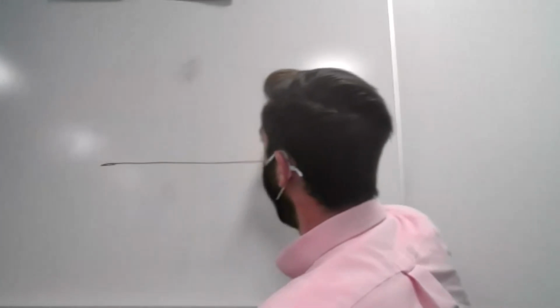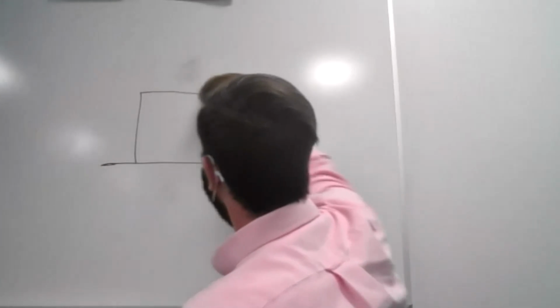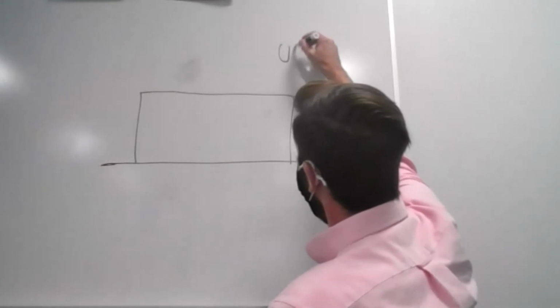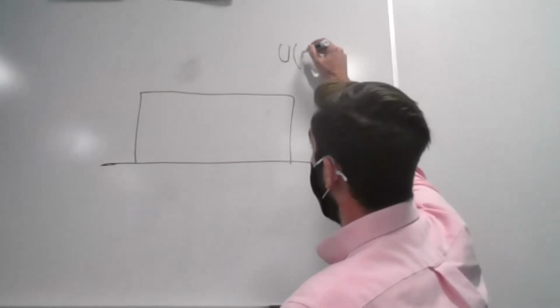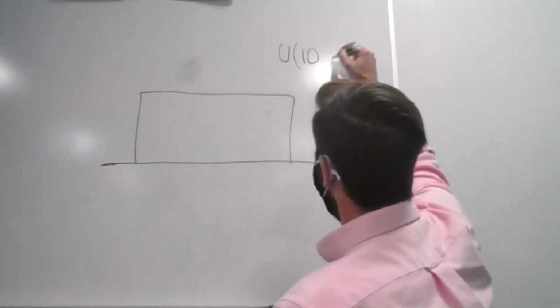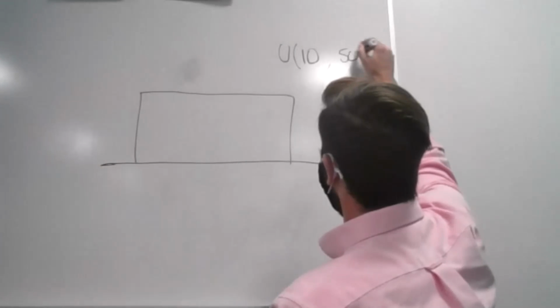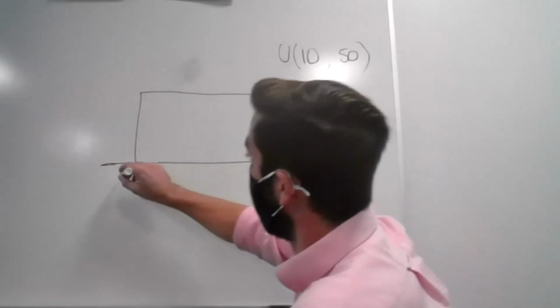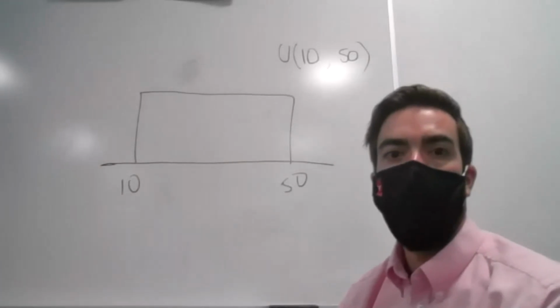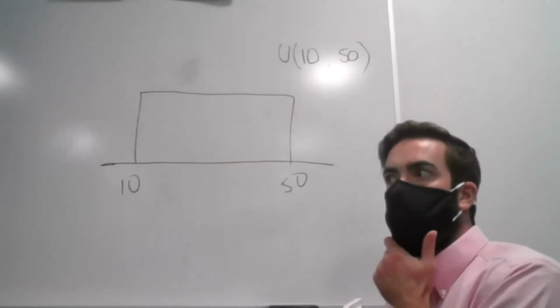This uniform distribution to show you something. So let's say I had a uniform distribution. Actually, let's change the numbers. Let's say it starts at 10 and ends at 50. What would the height of my distribution be?